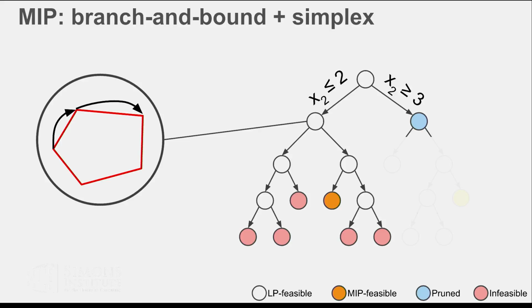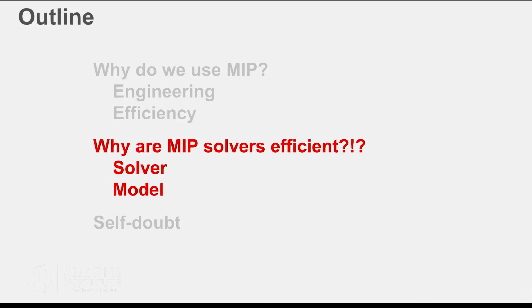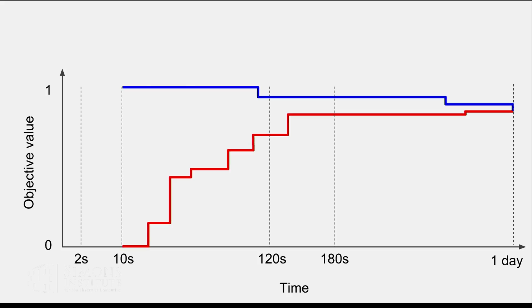So this doesn't really tell us why we can solve MIPs efficiently. This actually raises more questions, because this is branch and bound, an exponential tree search. So why would this work in practice? Why is this efficient? We need to go back to our progress plot.